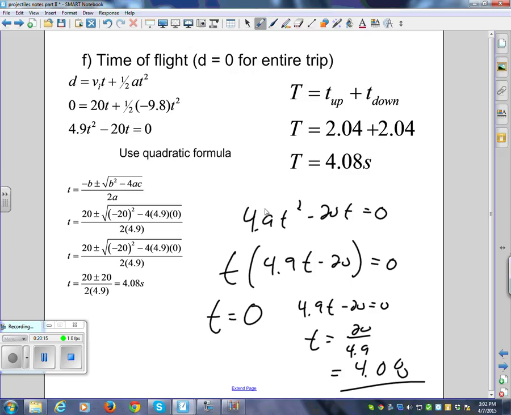Why are there two answers? Because there's two ends to the point. There's two times when the vertical displacement is 0. What are those two times? Well, when it's at the end, 4.08, and also at the start, when it hasn't gone anywhere.